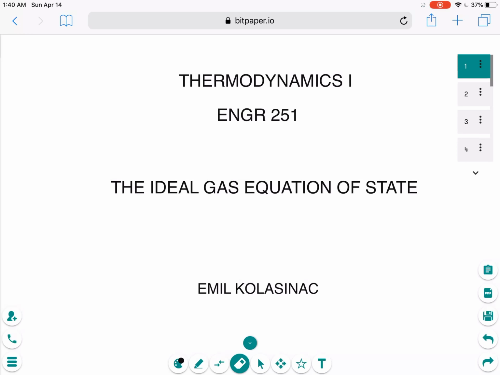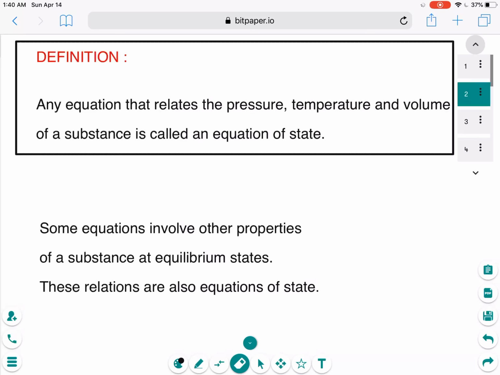My name is Emil Kolasinak, and in this video I'm going to try to go over some of the theory that's related to the ideal gas equation, and at the end I will try to solve one problem to demonstrate the application of this relation. So let's get started with a definition.